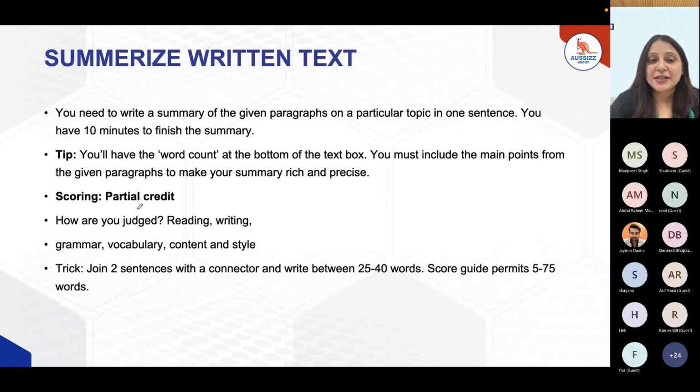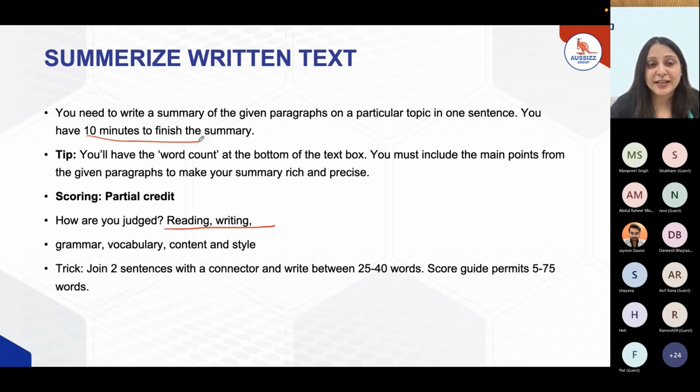Scoring is done, partial credit is there, and it will be marked for the reading and writing section. 1 or 2 questions can come in your exam, and a separate 10 minutes timer is given to you to finish this task. Do not finish it early because the time will not be added anywhere. So the 10 minutes timer is there. Just use it completely and perfectly.